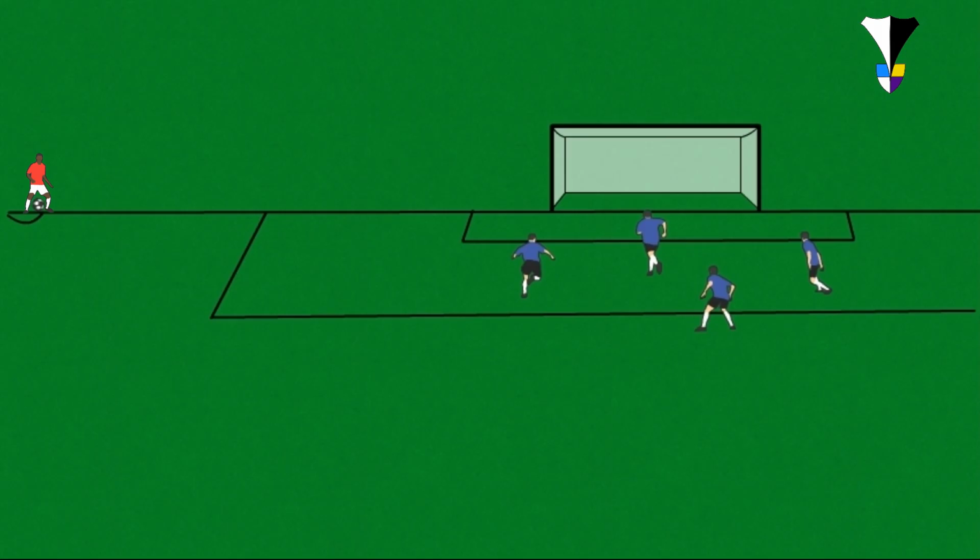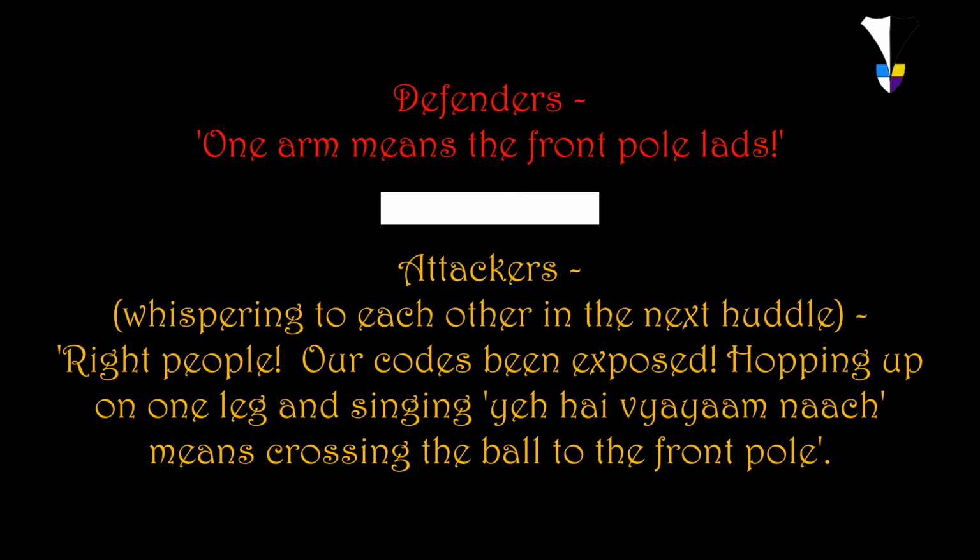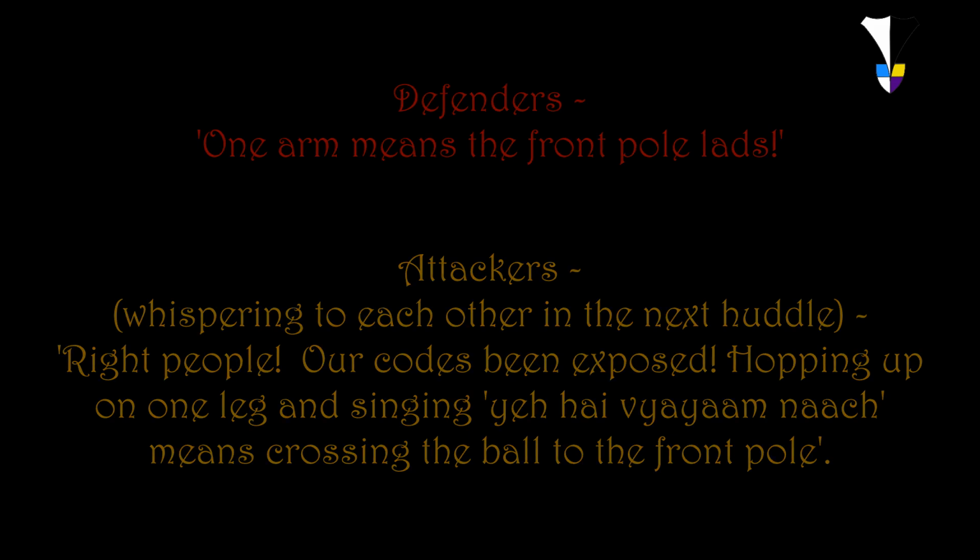Communication. Code names can be set before the match to keep the defenders guessing. The simplest code, for example, would be the corner taker raising one arm for crossing to the front pole, two arms for the back, and none at all for crossing between the posts. If the defenders are clever and catch on to this code, the attacking team can raise one arm to signal the far post, and so on.